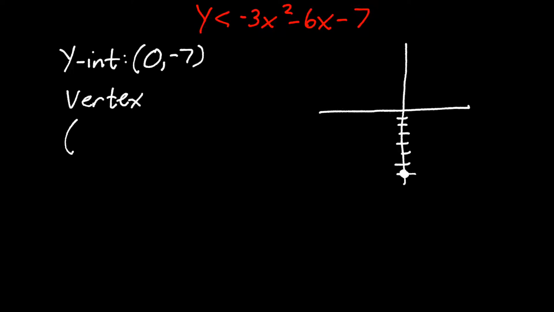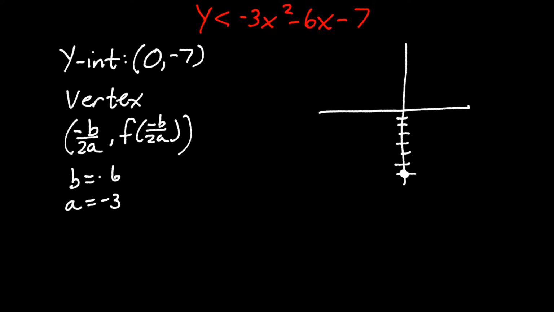Now I want to find the vertex. Remember, the vertex is found by taking the opposite of b, dividing it by 2a, taking whatever x value you get from that, and putting it into the original function. So, b, in our example here, is a negative 6, and a is a negative 3. So the opposite of b is a positive 6, divided by 2 times negative 3, which is 6 over negative 6, or a negative 1. So right now we know our vertex starts at x equals negative 1.